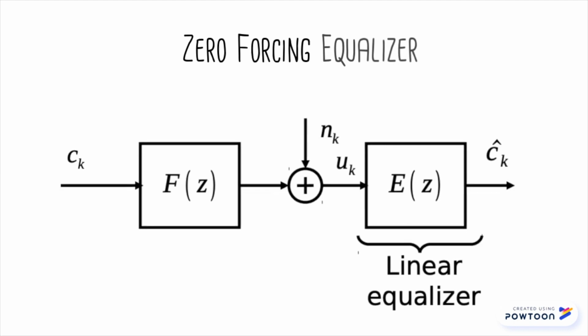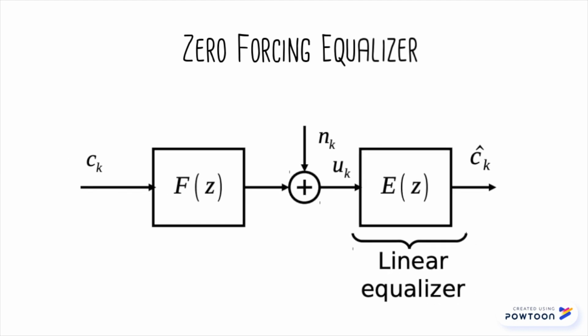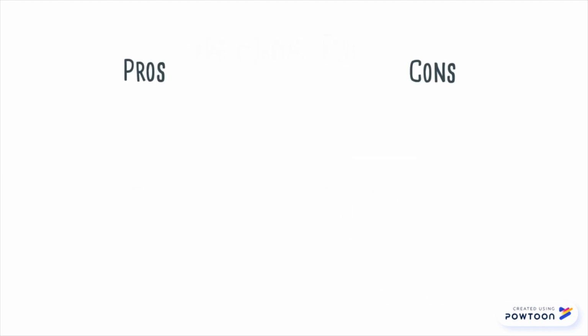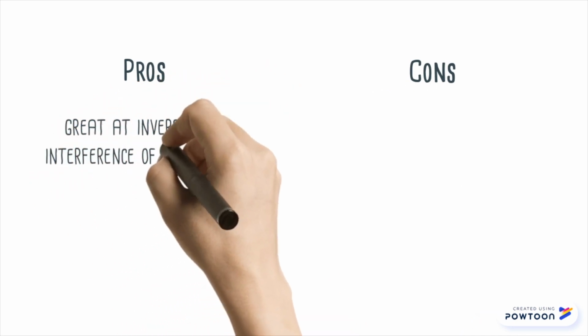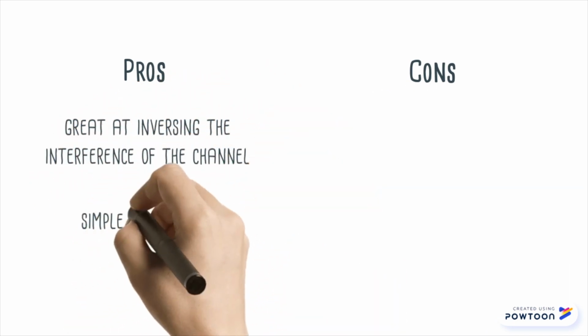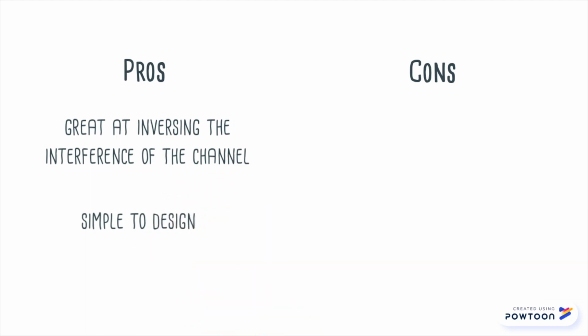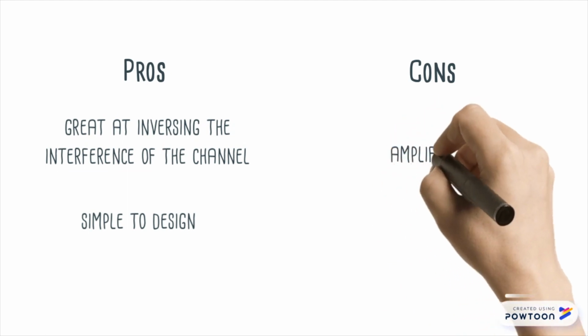Let's go into more details regarding our zero forcing equalizer. As mentioned before, this equalizer is great at inversing the interference caused by our channel and is relatively very simple to design. But its drawback is that it neglects the noise we have. So as a result, we may unwillingly amplify our noise.